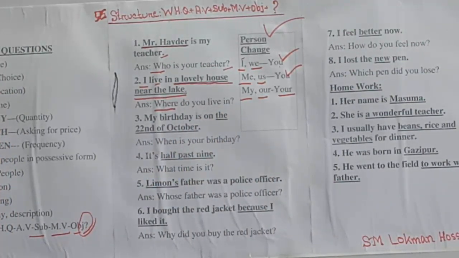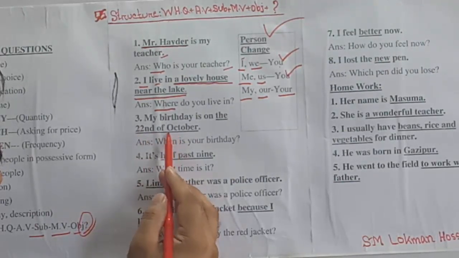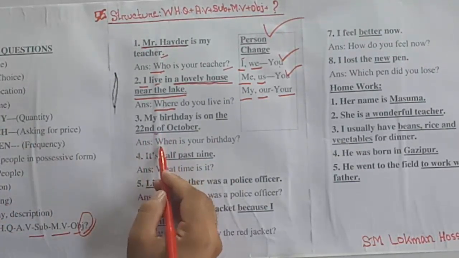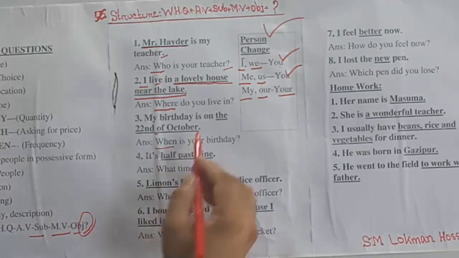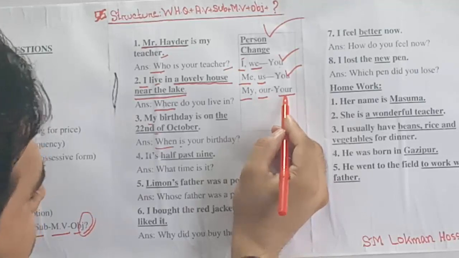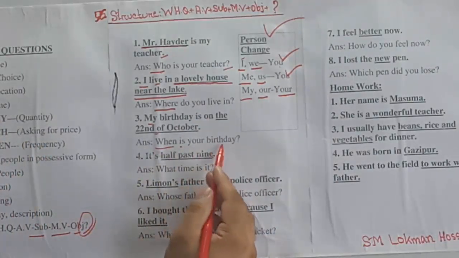Question number 3. My birthday is on the 22nd of October. What is underlined? You underline below a time. So time denotes when. You have to start writing the question with when. Then the rest of the sentence: my will be changed to your. So, when is your birthday?